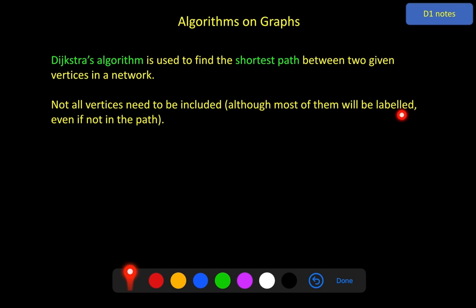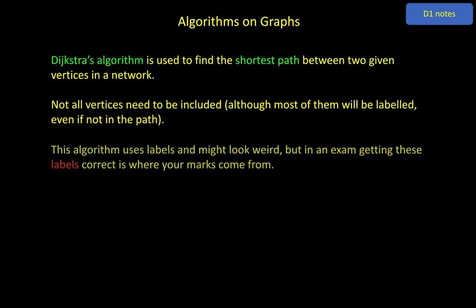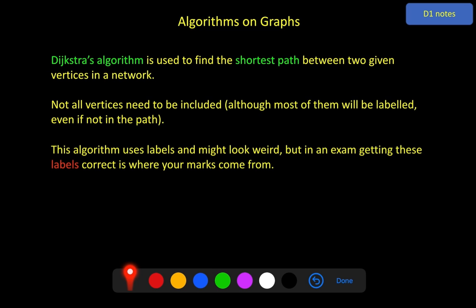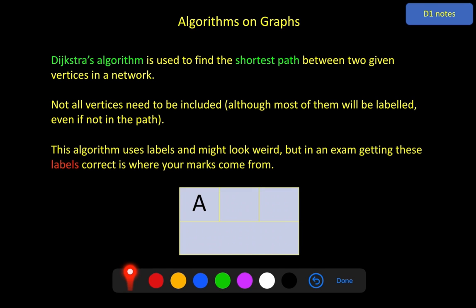We'll talk about exactly what I mean by labeled in just a moment. Because this algorithm uses labels and it might look a bit weird, but in an exam, getting these labels correct is where all of your marks are going to come from. So whether you can see the shortest path by inspection or not doesn't matter. You must get the numbers in these labels correct. And the labels will look like this.